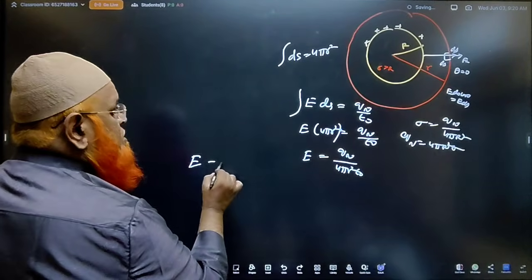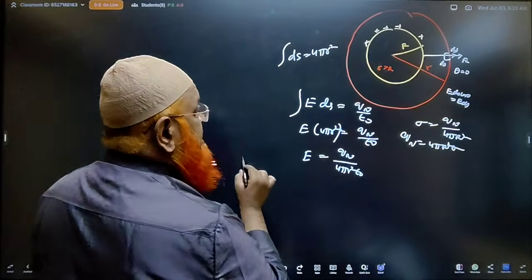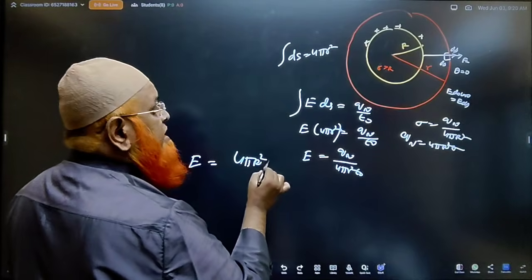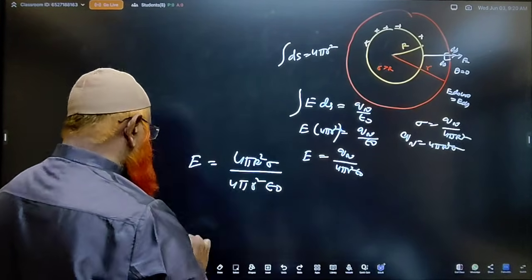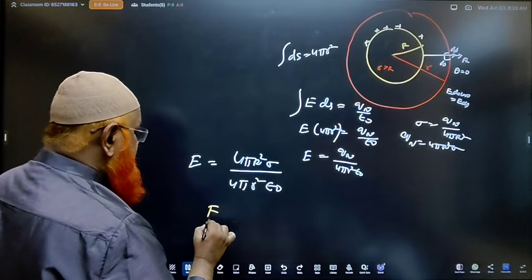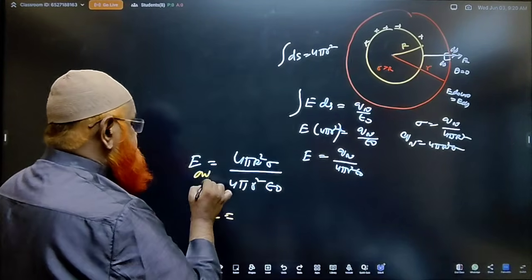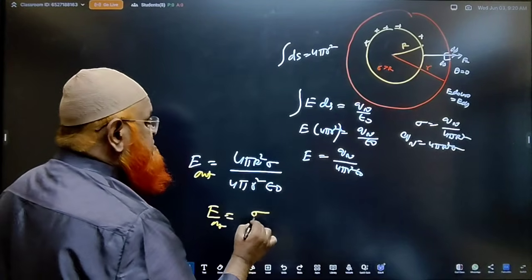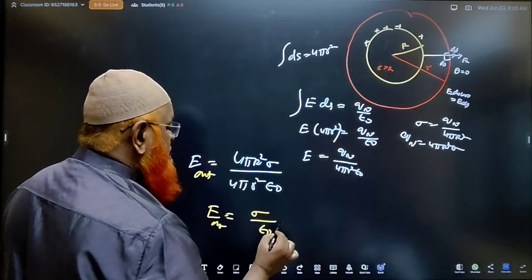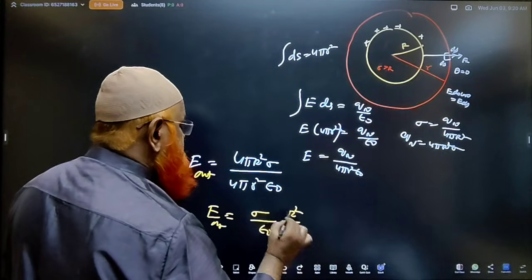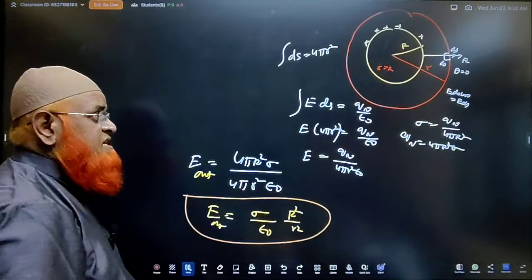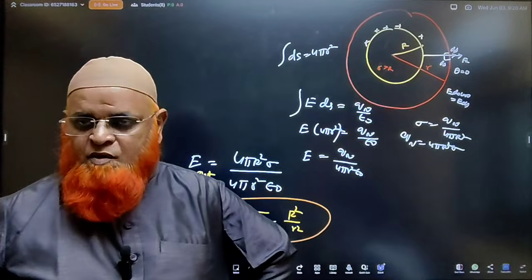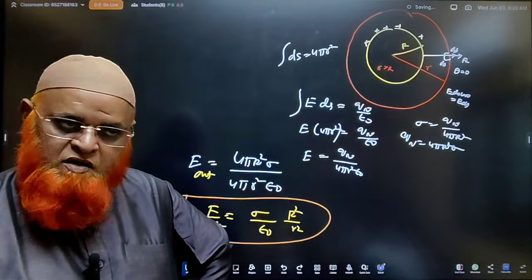See, E is equal to q net means what will you write? 4 pi r square into sigma. This is 4 pi small r square into epsilon naught. So finally electric field intensity outside is going to be how much? Sigma by epsilon naught capital R square by small r square. This is going to be your final formula for electric field intensity outside the sphere. Hope you are understanding what I am saying now. This is the story of Gauss law.